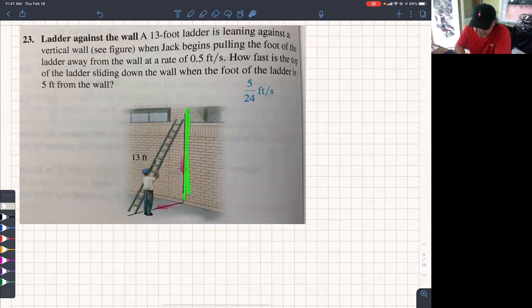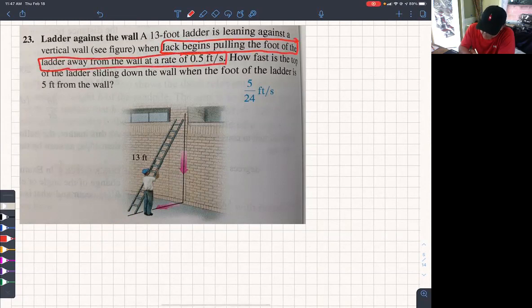You see that. When Jack begins pulling the foot of the ladder away from the wall at the rate of 0.5 feet per second. So I guess this is Jack. He's pulling this ladder away from the wall at the rate of 0.5 feet per second. So I'm going to circle that. Jack begins to pull the foot of the ladder away from the wall. Okay.